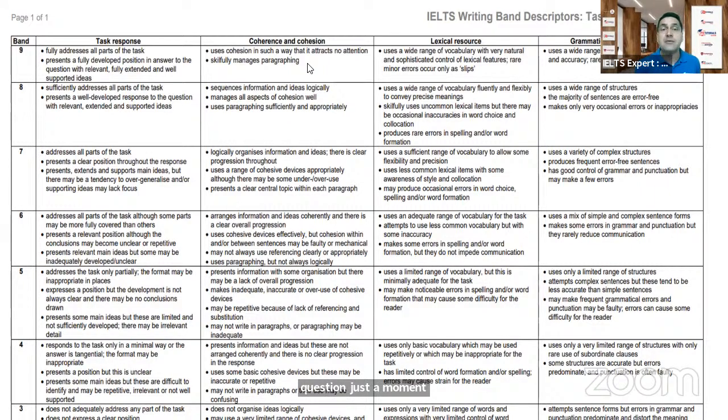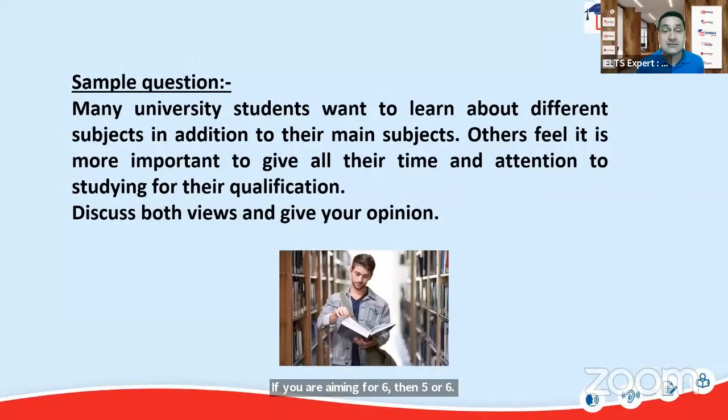How many should you master? I would say that depends on your desired score. If you are aiming for 8, then a good range would be like 10. If you are aiming for 6, then 5 or 6. But again, the more you use, the better it is. But appropriate usage is a must.